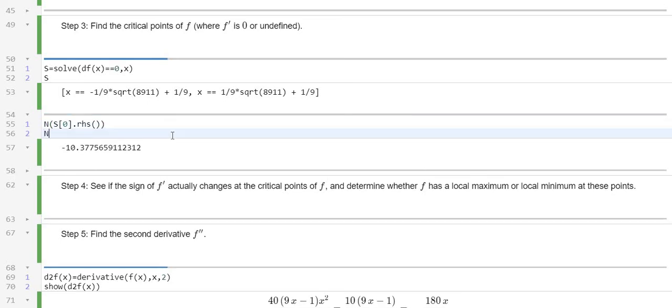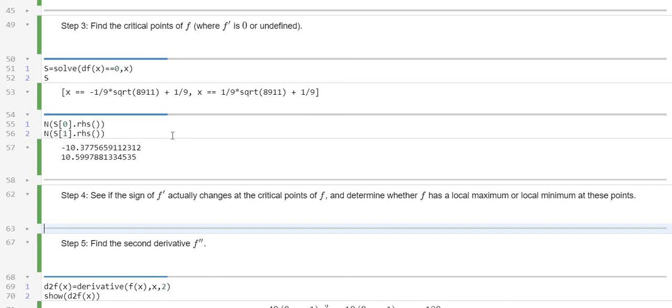And the second item in the list is list name, bracket 1, dot right-hand side of that equation. Okay, so copy and paste if you can, because that's a lot simpler. But if you're having trouble copying and pasting, you can use this method to get at individual answers here. Now if there's more than 2, then of course you would have to continue this on. S bracket 2 would be the third item, and so on.